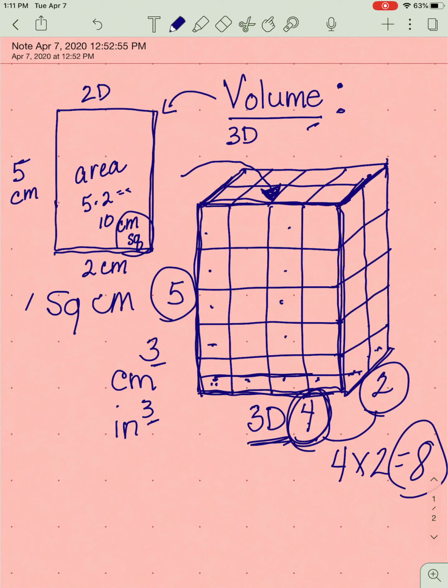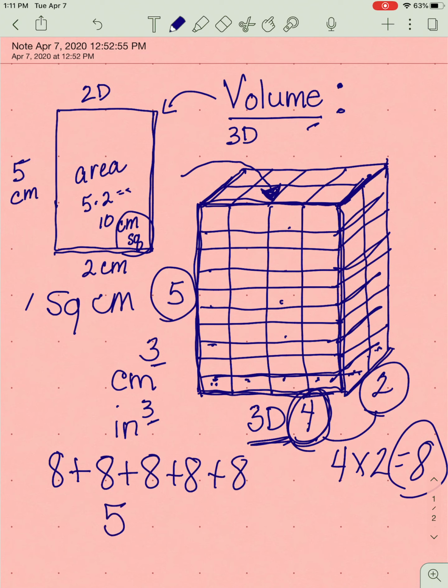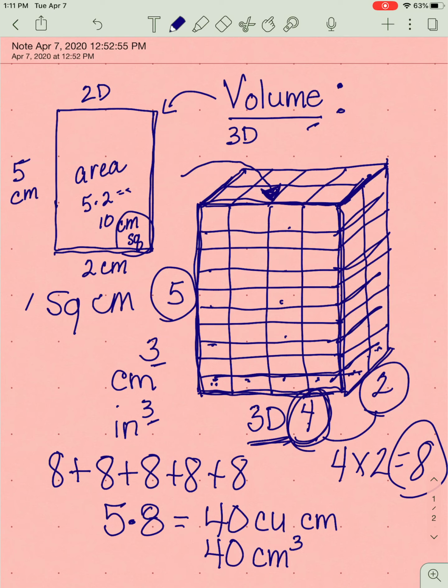Now, what we have to remember is this is 8. Then this would be 8. And this is also 8. We have 5 layers of 8. That could be the same as 8 plus 8 plus 8 plus 8 plus 8, or we could simplify it by multiplying 5 times 8, which is 40. And because this is cubed, we can either label it cubed centimeters, or we could say 40 centimeters cubed.